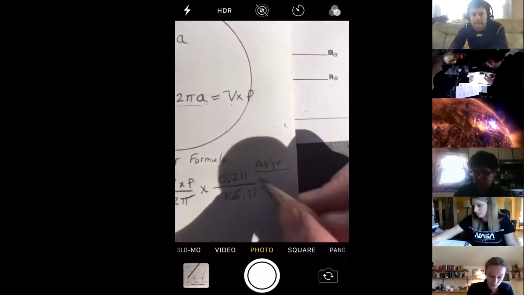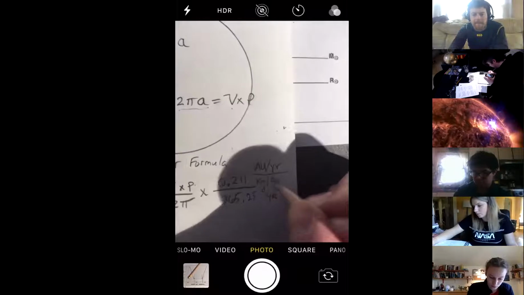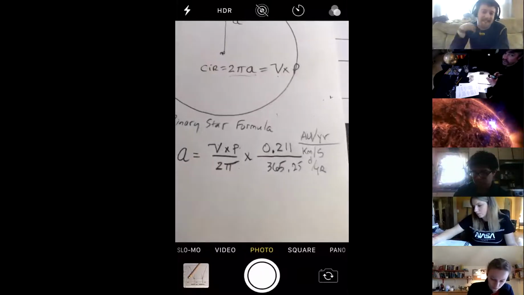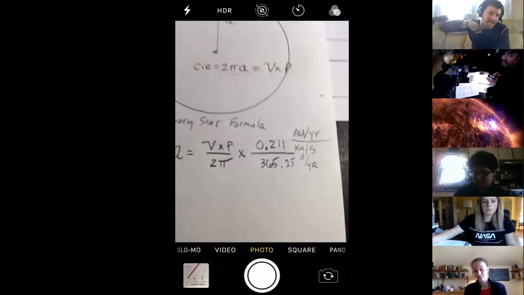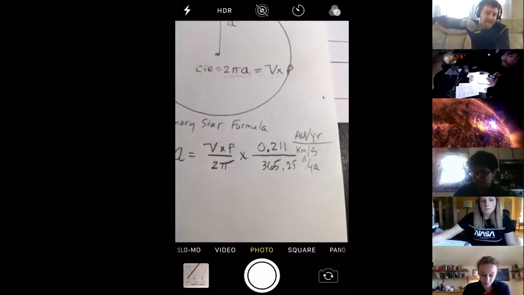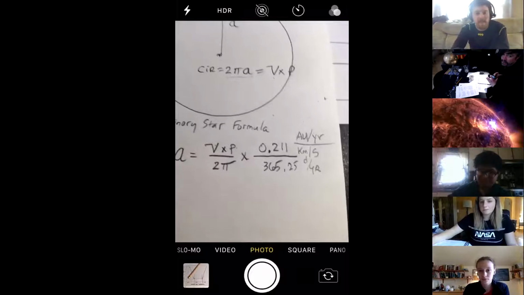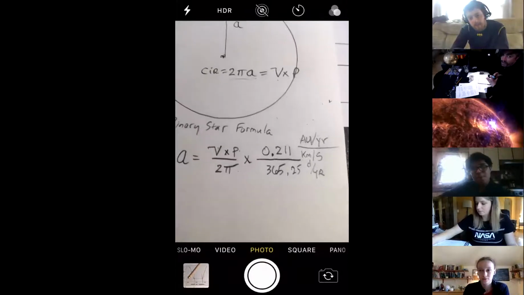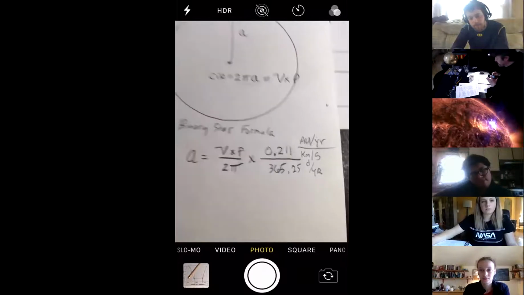Now I could prove all that if you really want me to, but don't make me do it, okay? Just trust me. 0.211 is the conversion from AUs per year to kilometers per second. And 365.25 is the conversion from days to years. Y'all with me? Anyway, we've got our velocity here. Our velocity is 150 kilometers per second, right?